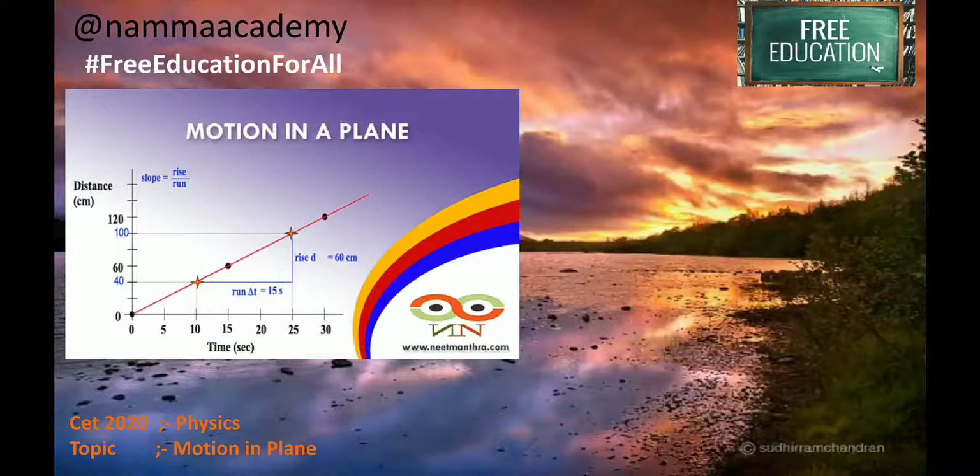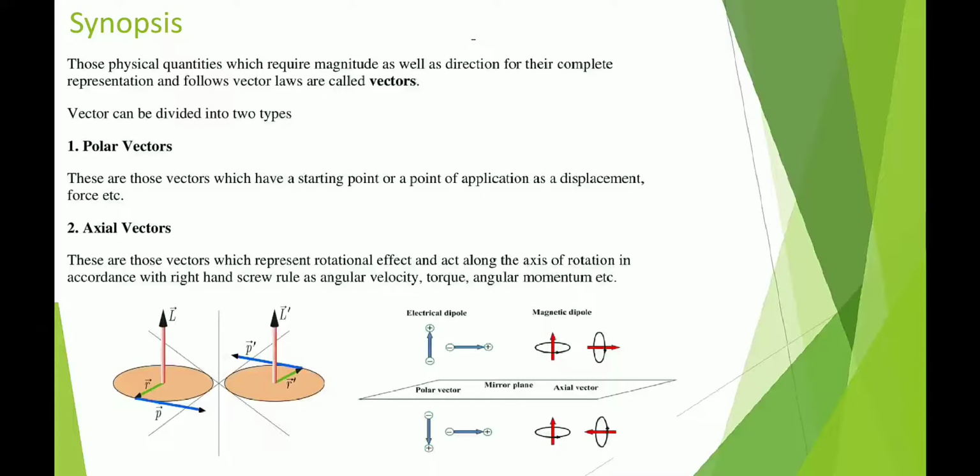Today I am going to take motion in a plane. Synopsis: those physical quantities which require magnitude as well as direction for their complete representation and follow vector law are called vectors. Vectors can be divided into two types, polar vectors and axial vectors.